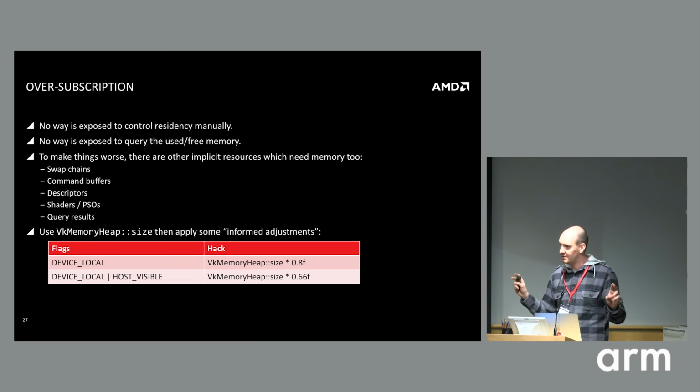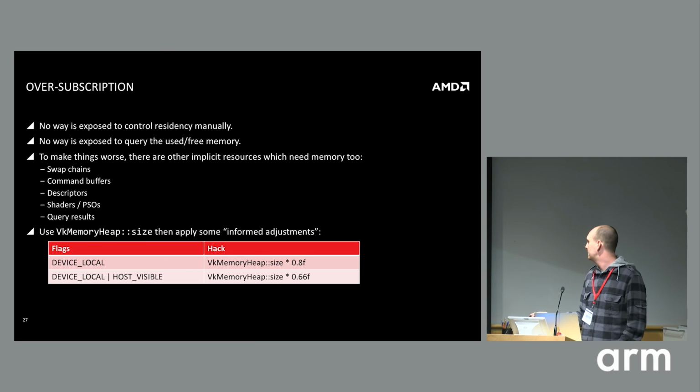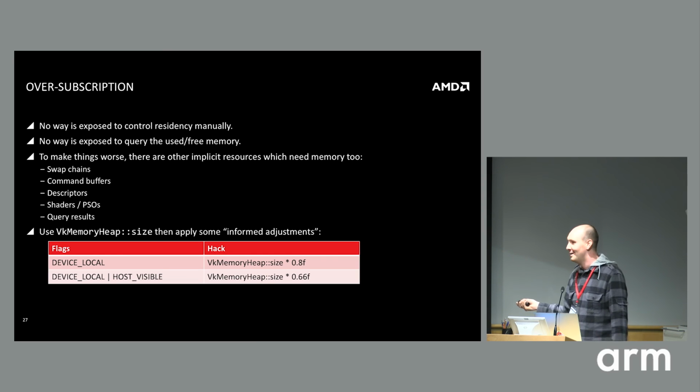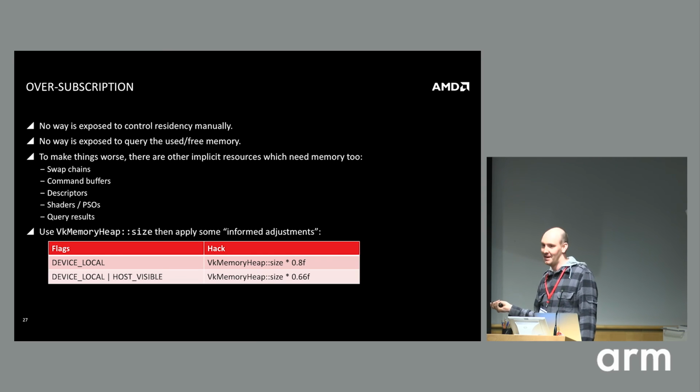We have some suggested, informed adjustments to the sizes of the heaps, which can help you avoid getting paged out. So when you're doing your allocation in your allocators, if you were to adjust the heap sizes down by the following factors, you may find that you run into fewer paging issues. This is not science, but it is something that might help.